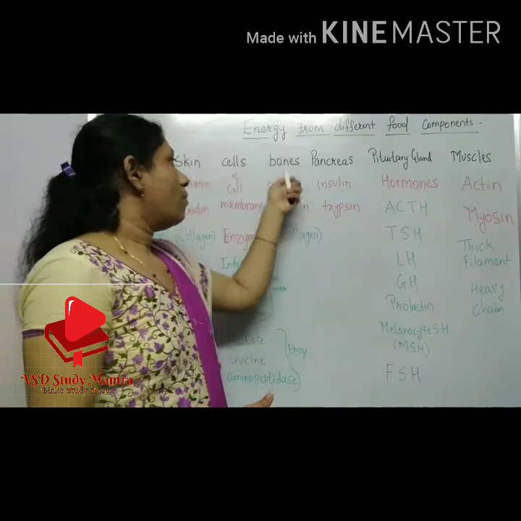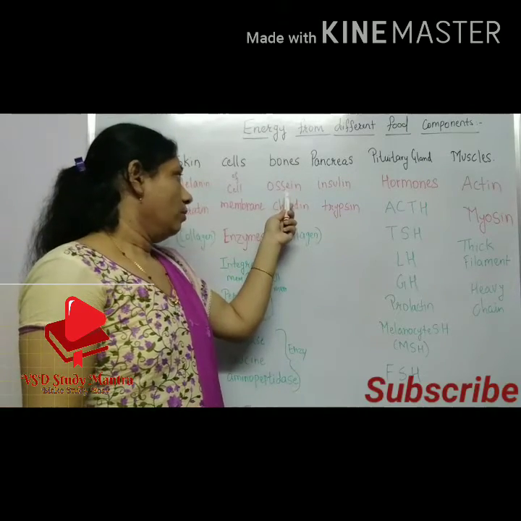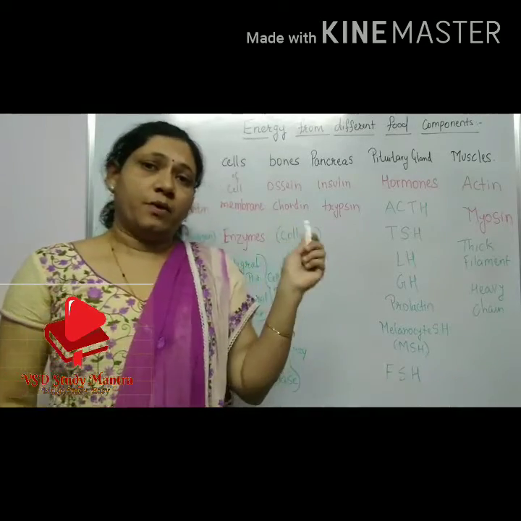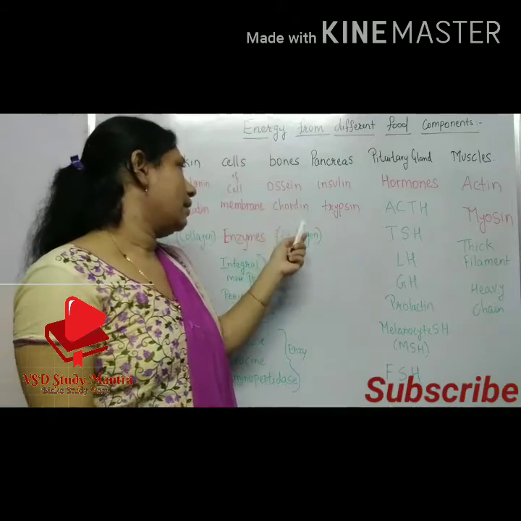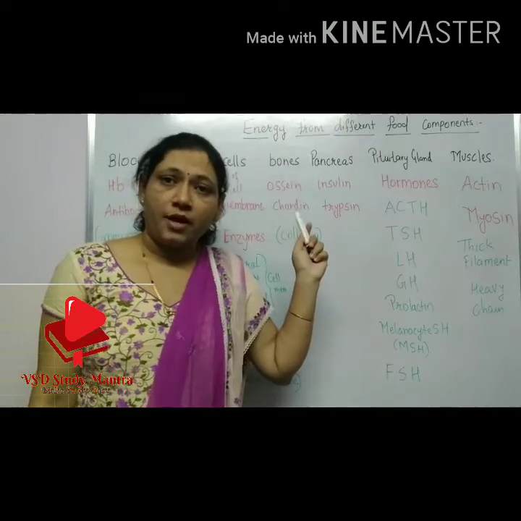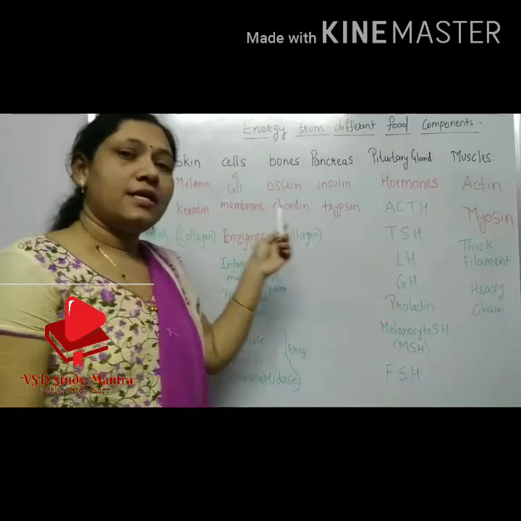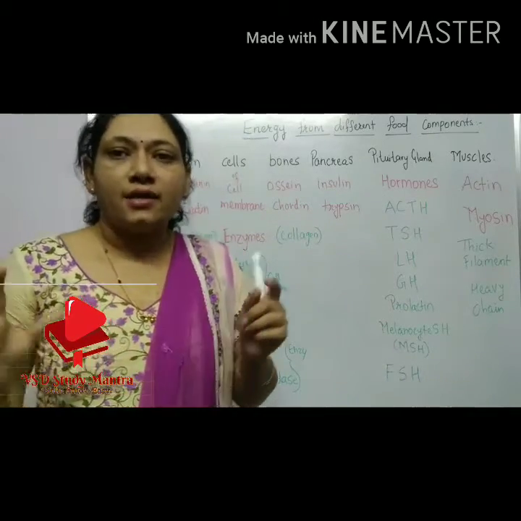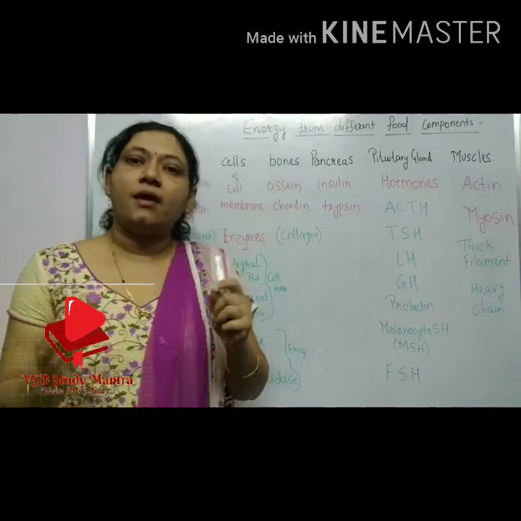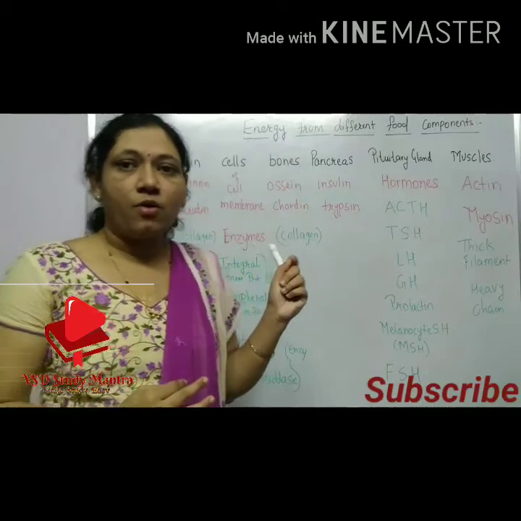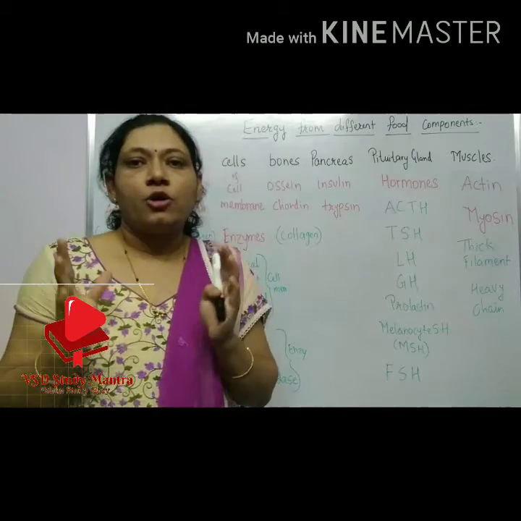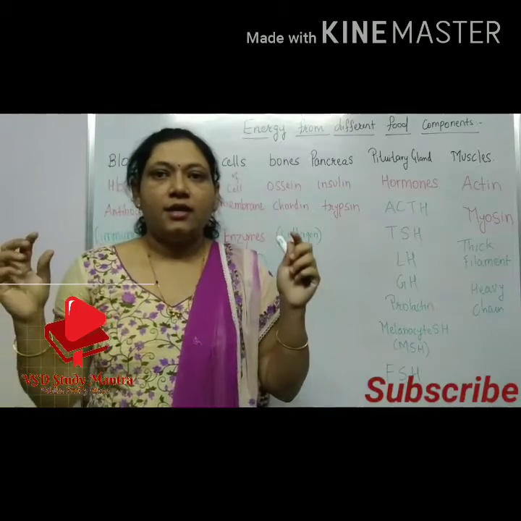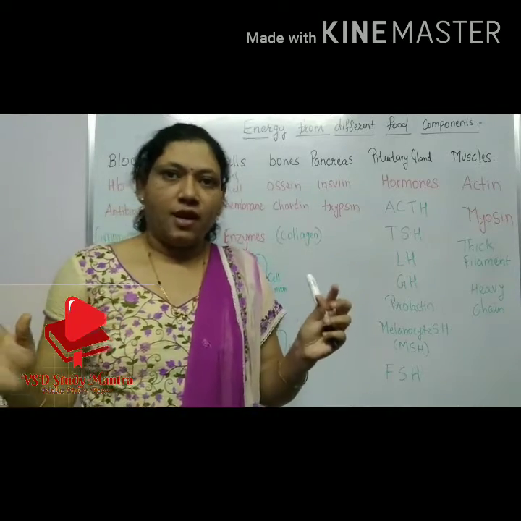Okay. Now bones. Bones have ossein and chondrin. These two types of proteins are present in the bones. Here, these proteins are also just like skin proteins, melanin and keratin. How? Because these are also collagen. Means what? A long elongated fiber-like chain. Okay.